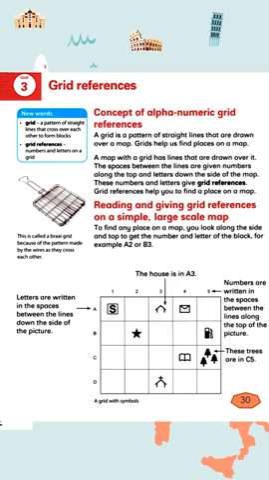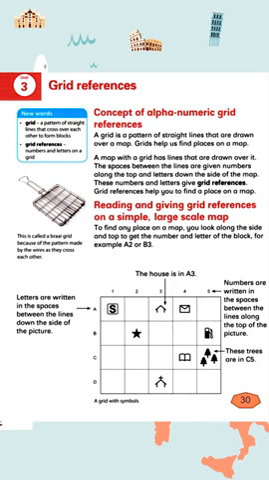If we look at the grid below, we will see, if we read from the left, letters are written in the spaces between the lines down the side of the page. Above, we have the numbers which are written in the spaces between the lines along the top of the page.